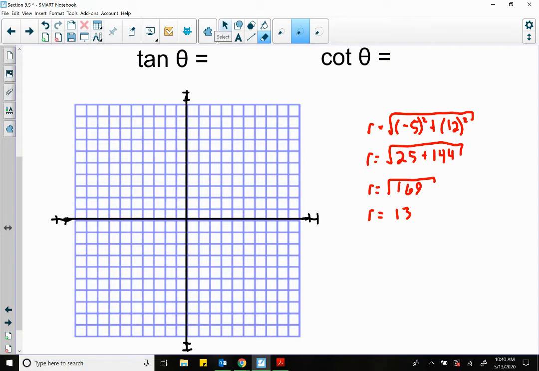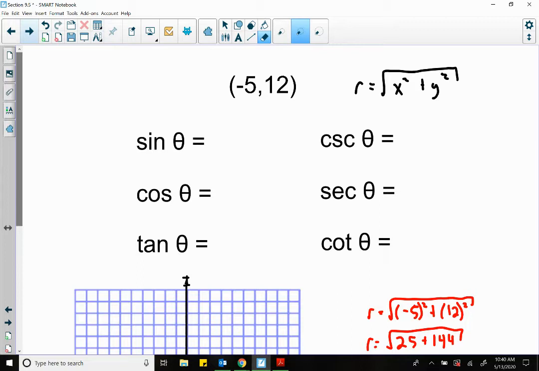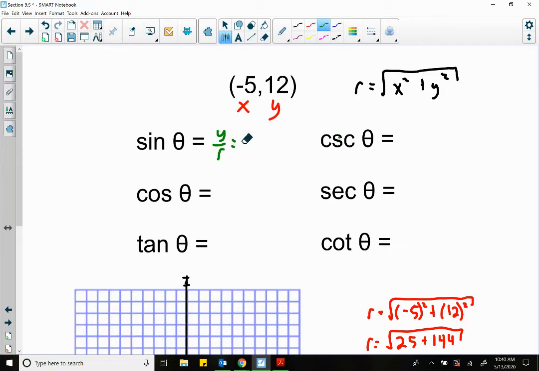All right, so now that you know what the r is, and up here, hopefully you know that this is the x, this is the y, all you do is just make your fractions and always reduce them. So sine is y over r. So that would be 12 over 13. There's your sine value. Cosine is x over r. That will be -5 over 13. And again, these aren't reducing, so that's the answer.